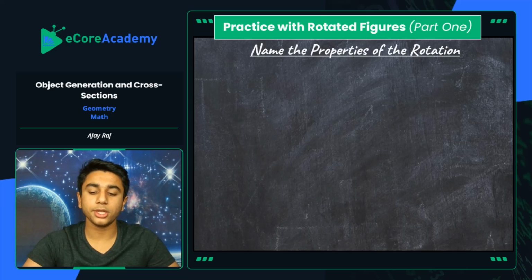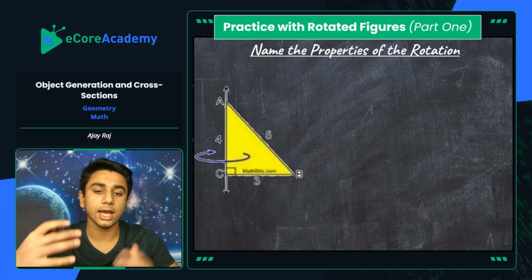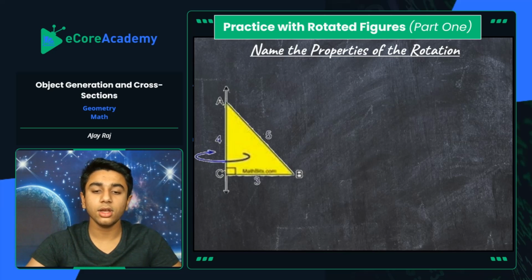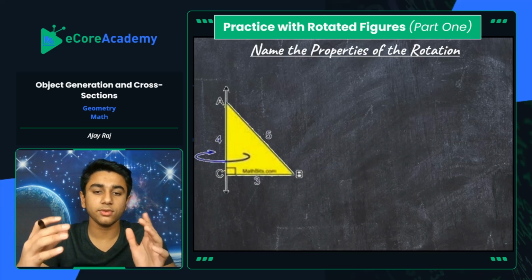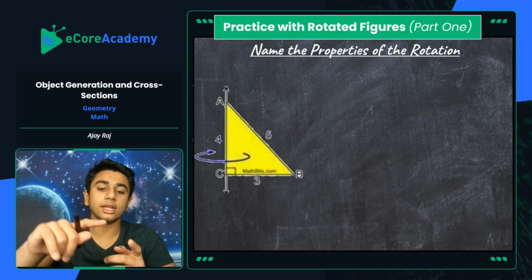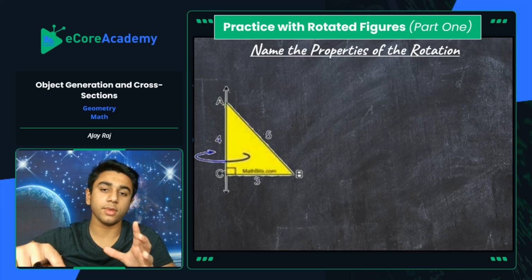We're going to name the properties of the rotation. So we're going to start off with a basic triangle. Of course, it has side lengths 4, 5, and 3. It's a right triangle as indicated, and it has points A, B, and C, sides AB, BC, and AC. All we're going to do is take this given triangle and rotate it across an axis. In this case, we're going to be moving in a positive manner, which is clockwise.